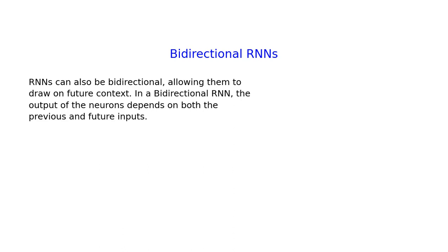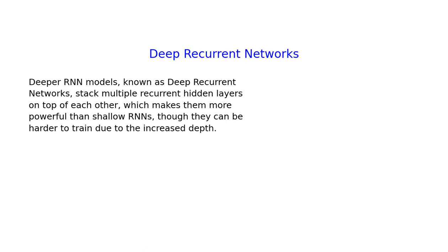RNNs can also be bidirectional, allowing them to draw on future context. In a bidirectional RNN, the output of the neurons depends on both the previous and future inputs. Deeper RNN models, known as deep recurrent networks, stack multiple recurrent hidden layers on top of each other, which makes them more powerful than shallow RNNs, though they can be harder to train due to the increased depth.